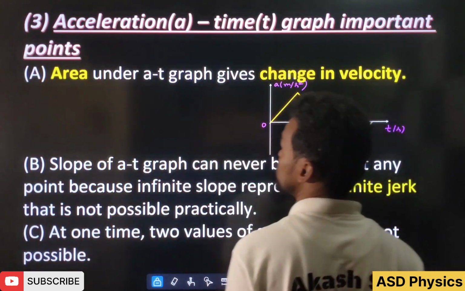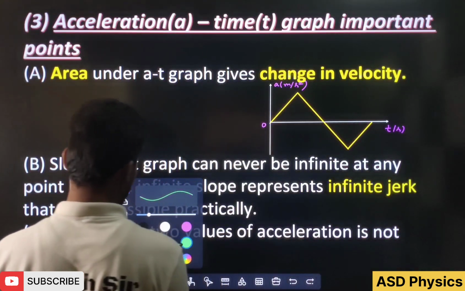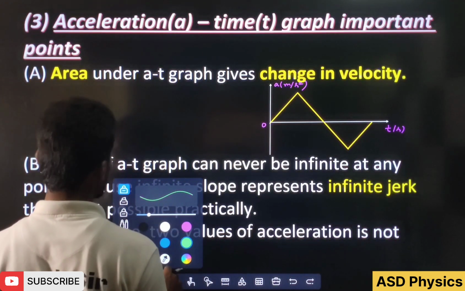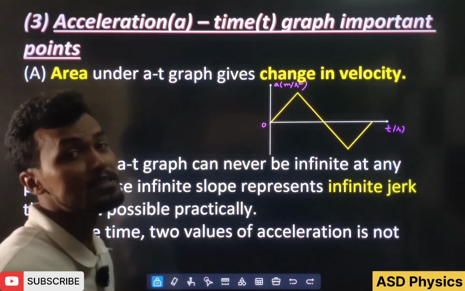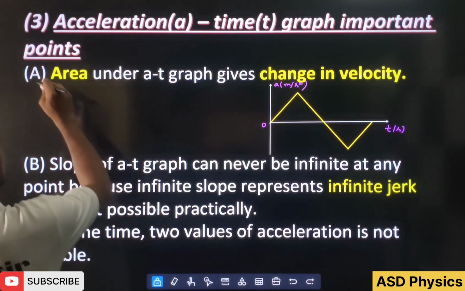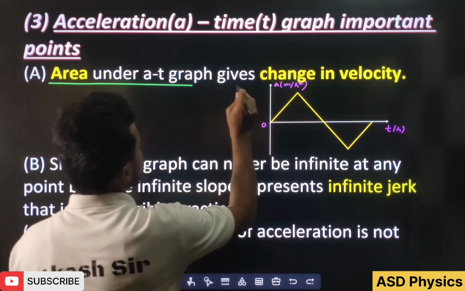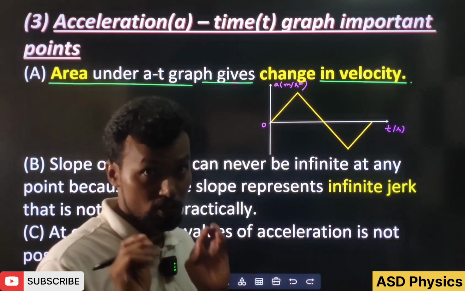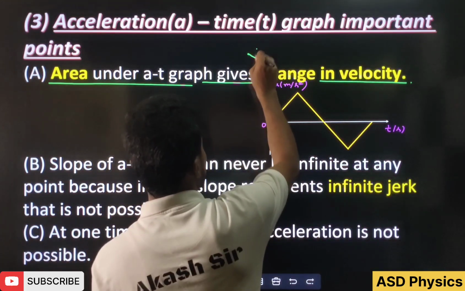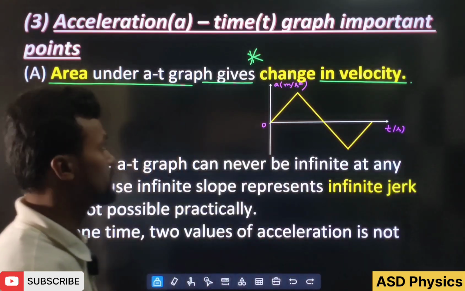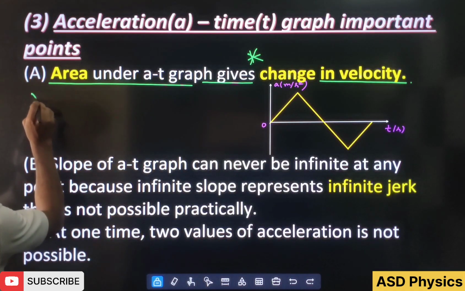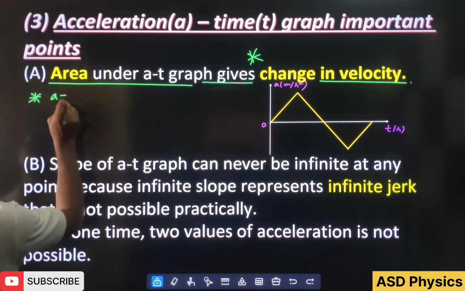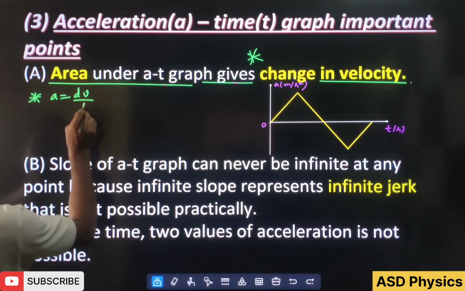Now let's go for the next one. Here we are going to see the acceleration time graph. Important. The third kind of graph is the acceleration time graph. First point, very important: area under the a-t graph gives change in velocity, not velocity. Keyword, the change in velocity. Very important.